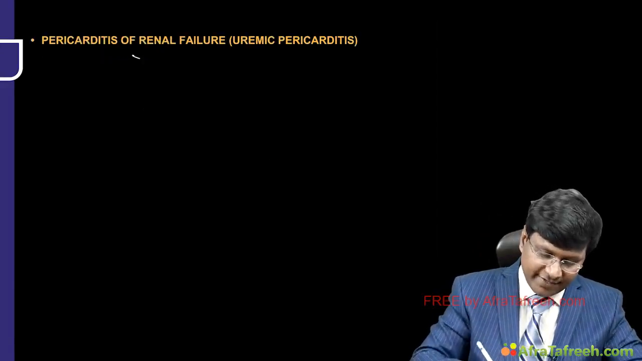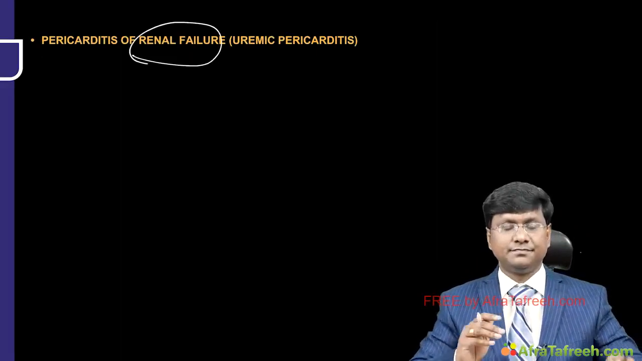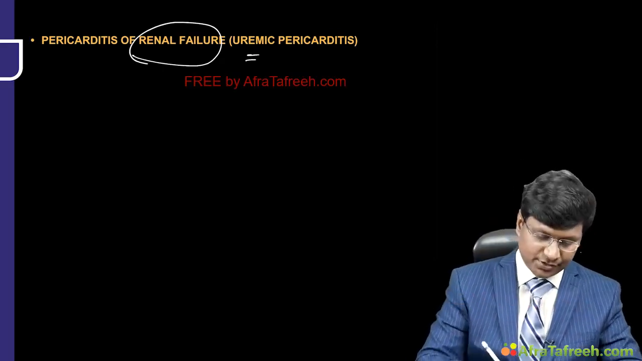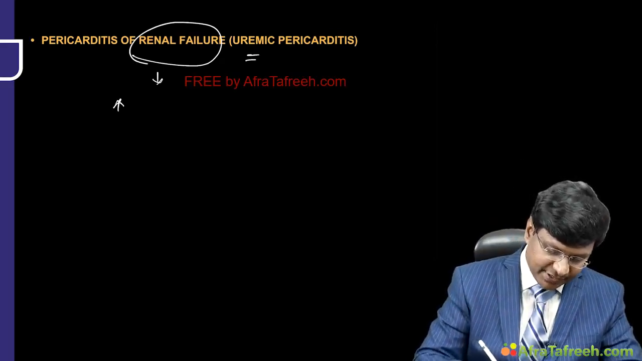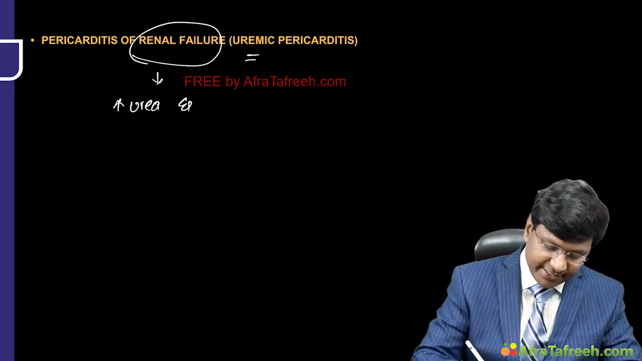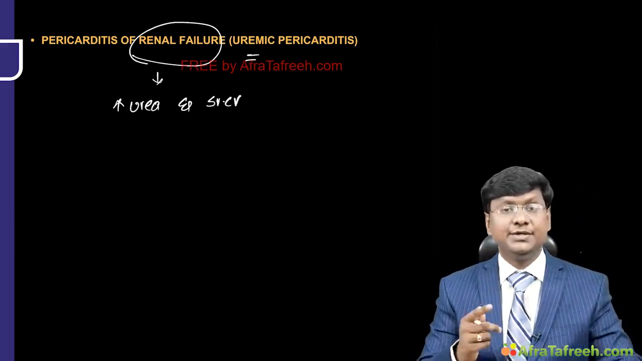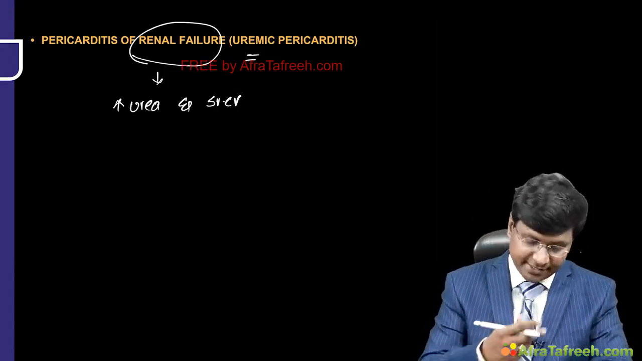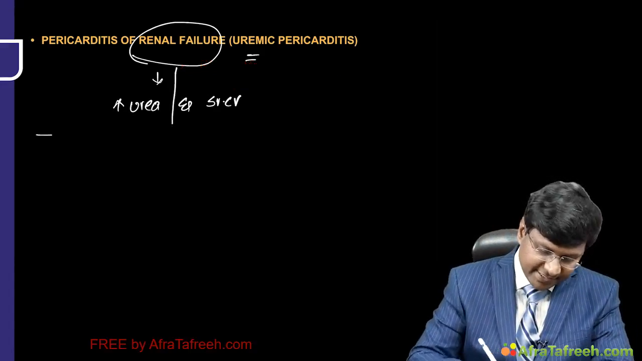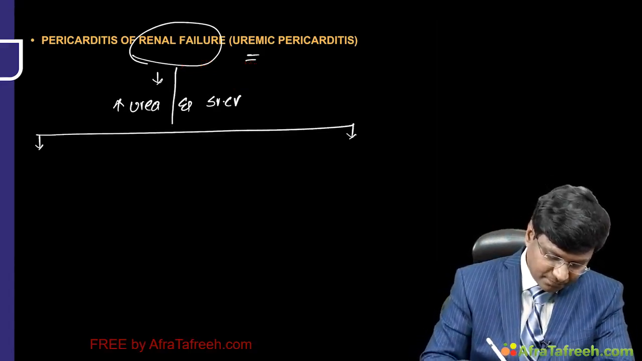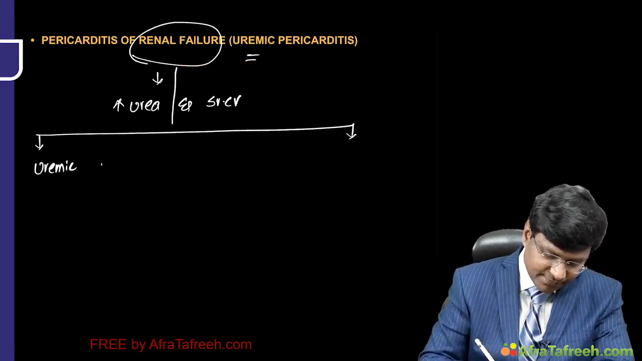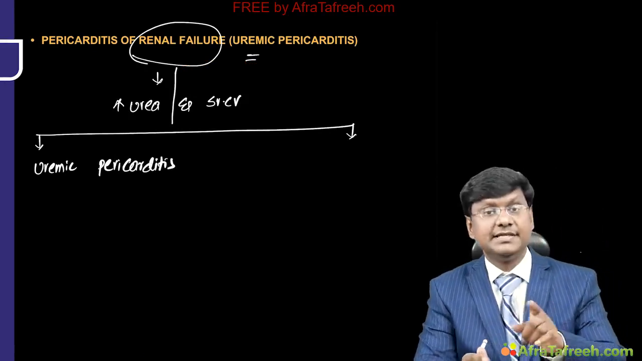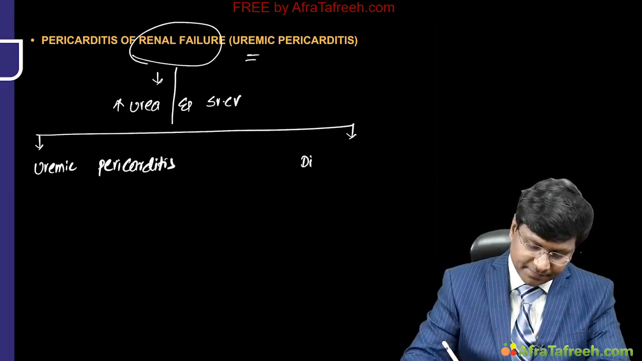Then next to this, you have the pericarditis of renal failure, which is also called uremic pericarditis. In renal failure, what exactly happens is there will be an increase in urea as well as creatinine. And that elevated urea will accumulate within the pericardium, causing uremic pericarditis. So in renal failure we have two forms: one is uremic pericarditis, and the other one is dialysis-associated pericarditis.